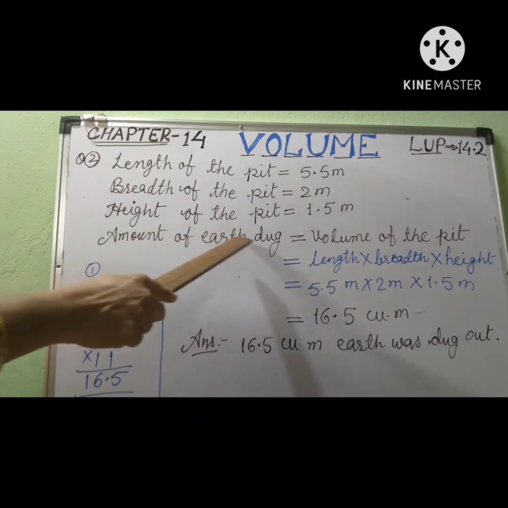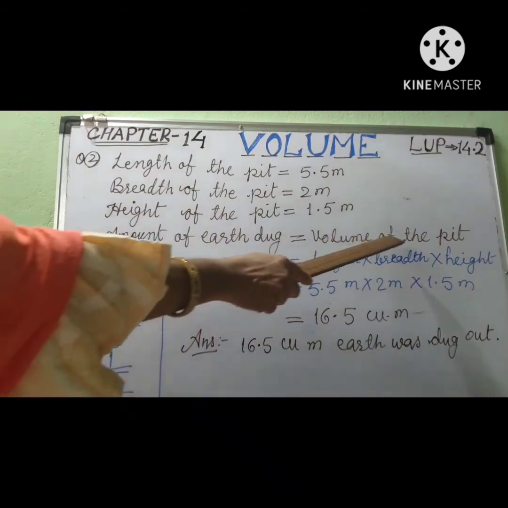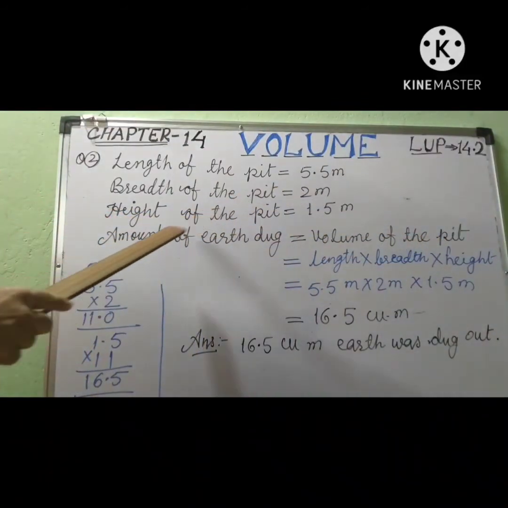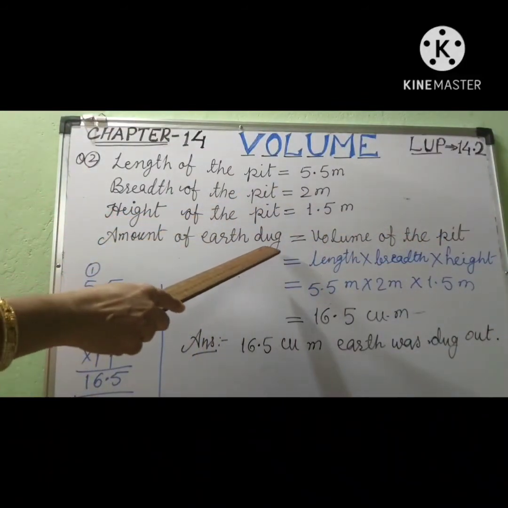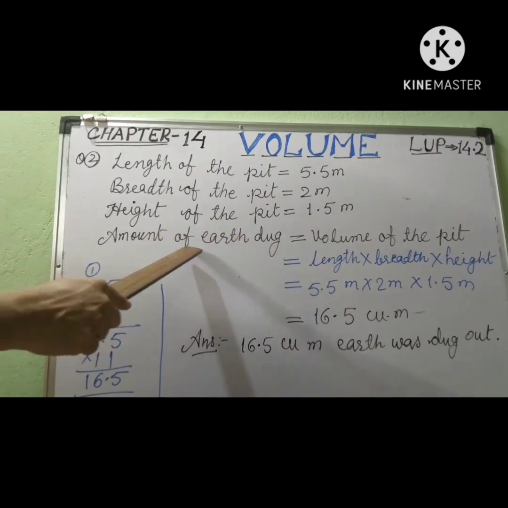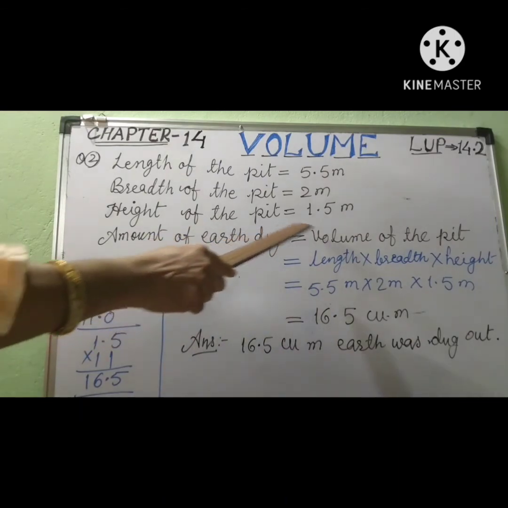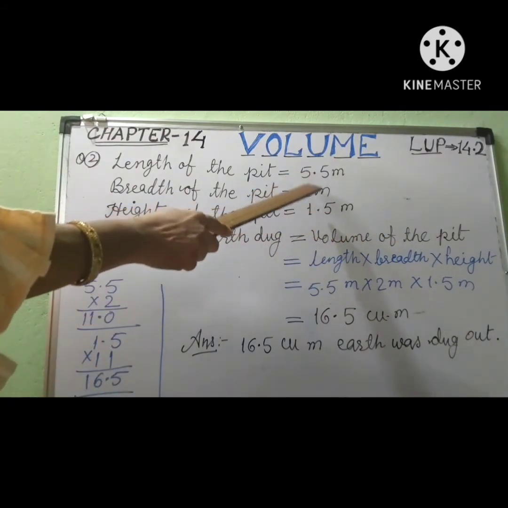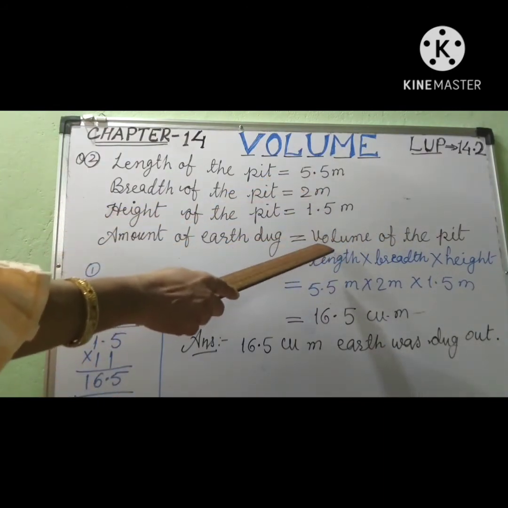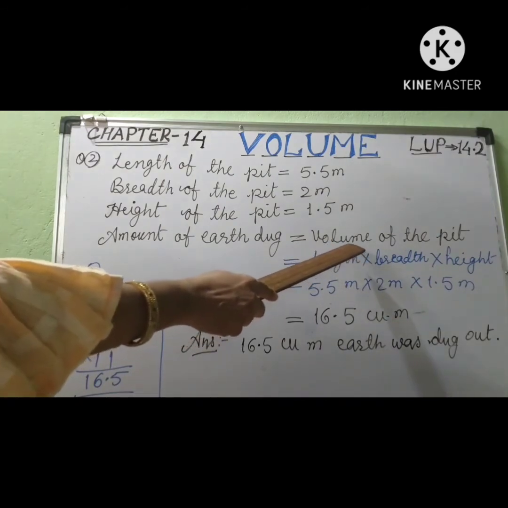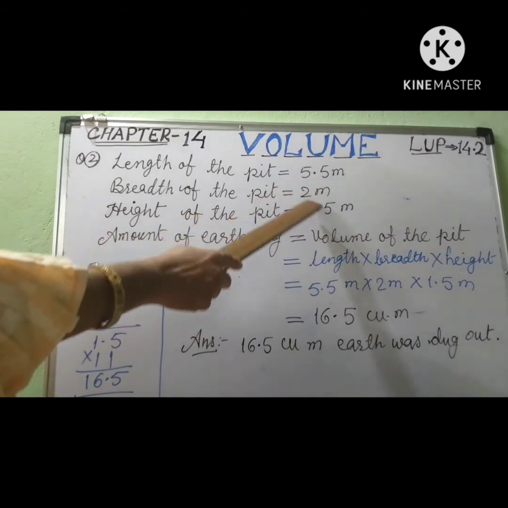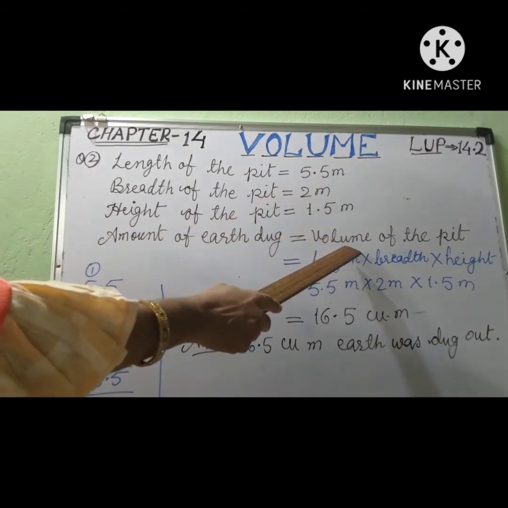सो अमाउंट ऑफ अर्थ डग विल बी इक्वल टू वॉल्यूम ऑफ द पिट. Okay, whatever the size of pit is equal to the amount of earth dug. Okay, so we have to find amount of earth. That means we have to find the volume of the pit. Okay, so here length, breadth and height all are different. That means the pit is rectangular. The pit is cuboid. Okay, so all the 3 dimensions are different. That means the pit is cuboid.